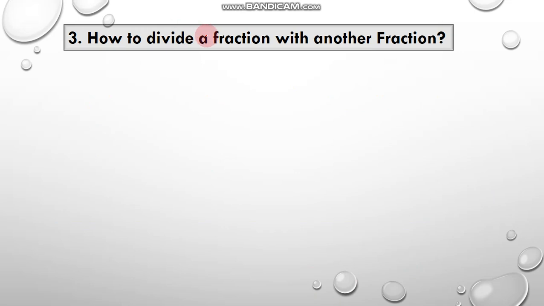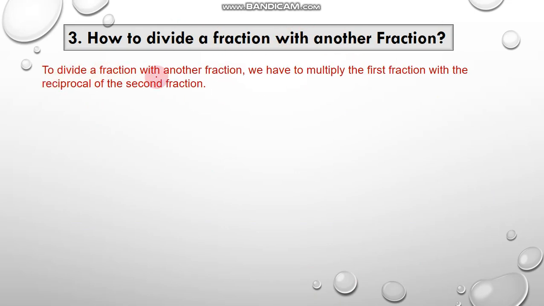Next, how to divide a fraction by another fraction. To divide a fraction by another fraction, we have to multiply the first fraction with the reciprocal of the second fraction. For example, these are two fractions, a upon b divided by c upon d. It means a by b multiplied by d by c. This d by c is the reciprocal of c by d, which is the reciprocal of this second fraction.